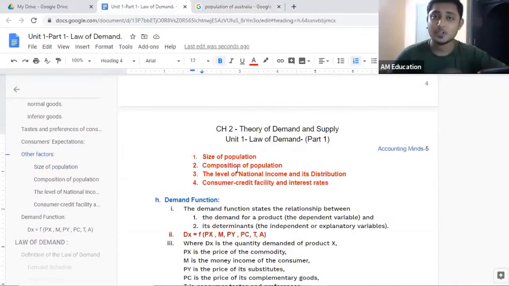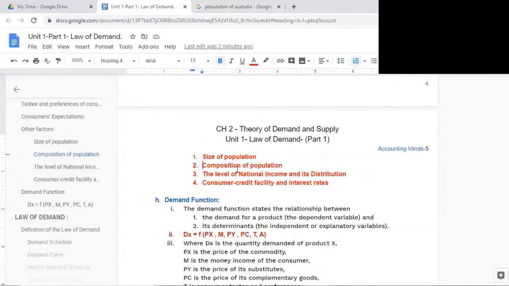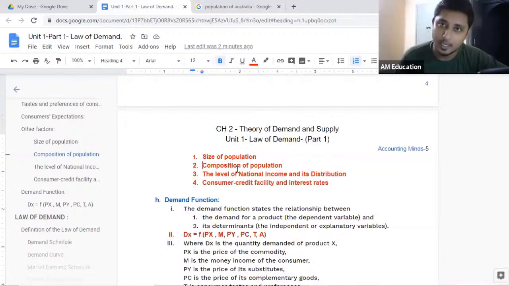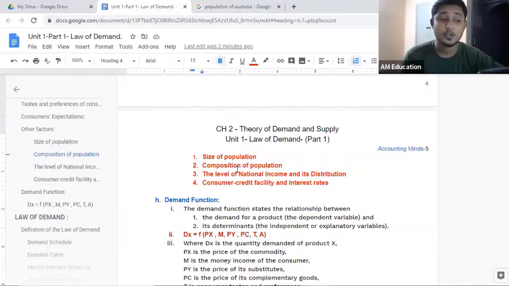Composition of population means, yeah, you have 140 crore people, but are all the 140 crore people of the same income level, same standard of living, same occupation and all of that stuff? No, sir. In India alone, we have different levels of income, different occupations, different customs, different religions, different traditions, right? So composition of people will determine where the product will be sold.